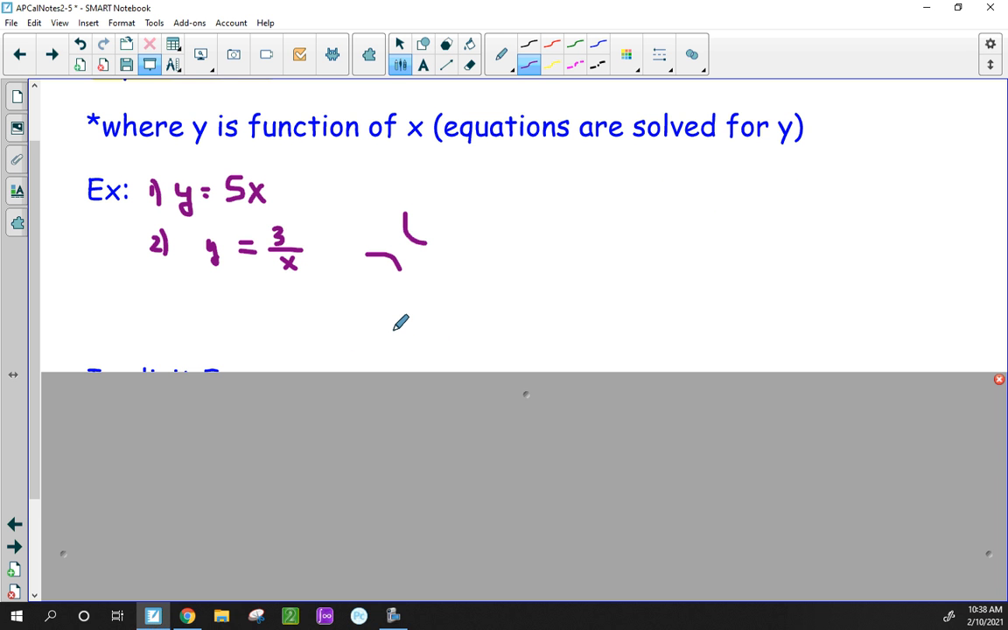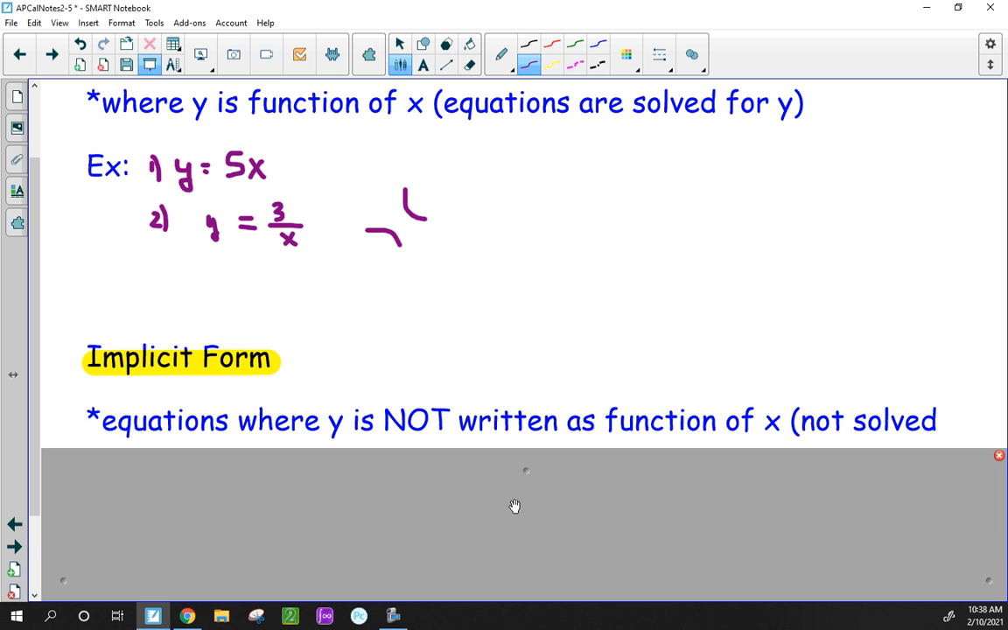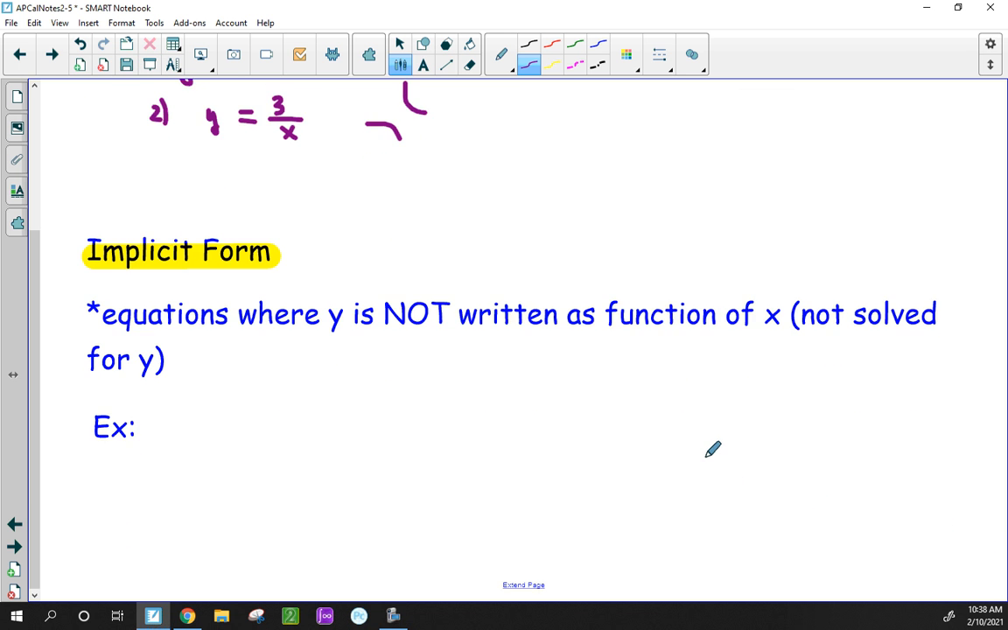Some functions can be written in both explicit form and implicit form as well. Implicit form is when your equation is one where the y is not written as a function of x. Basically, it's not solved for y. So an example would be y divided by x is equal to 5. So if an equation is not already solved for y, it's called implicit form.